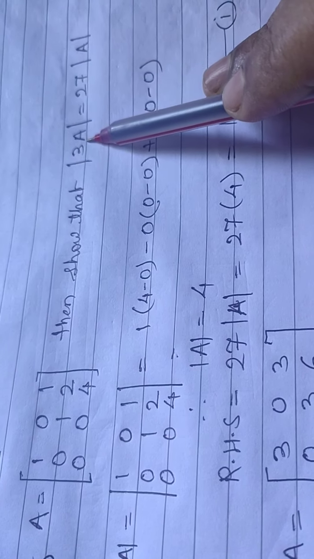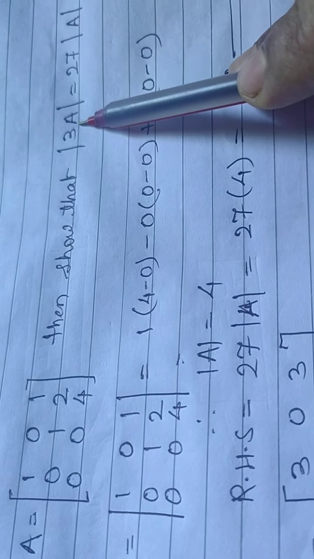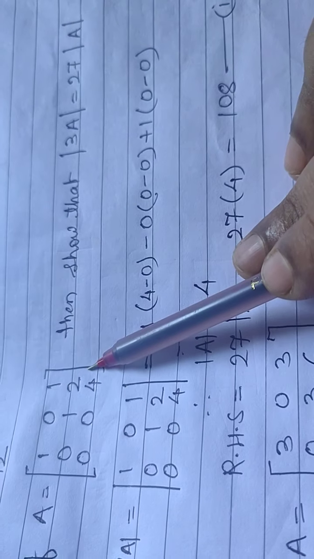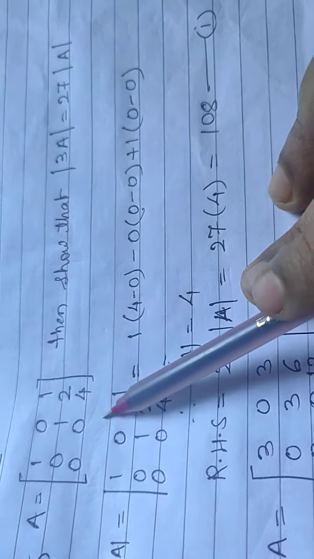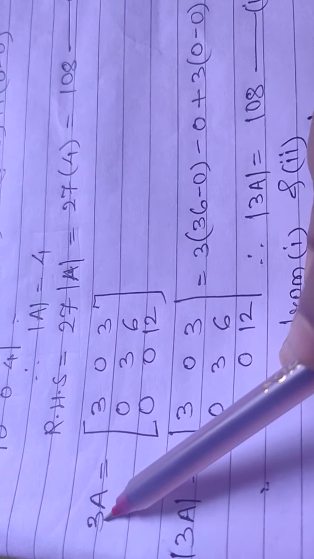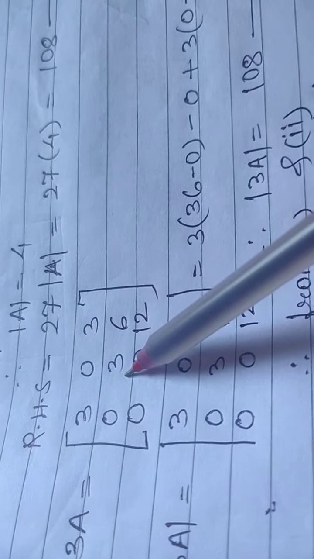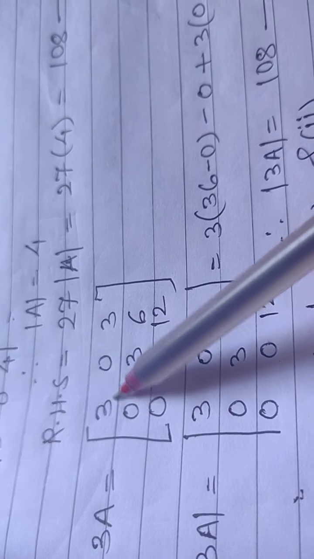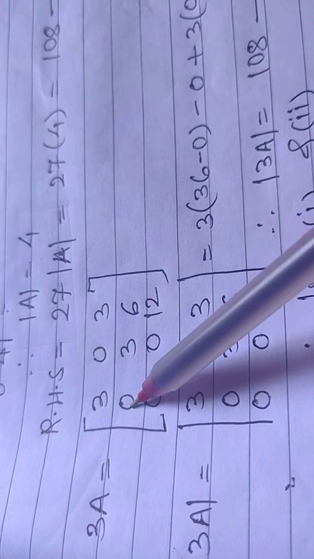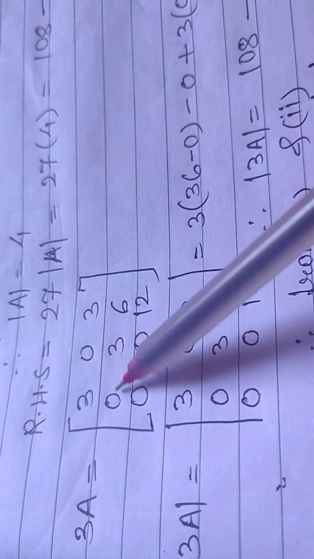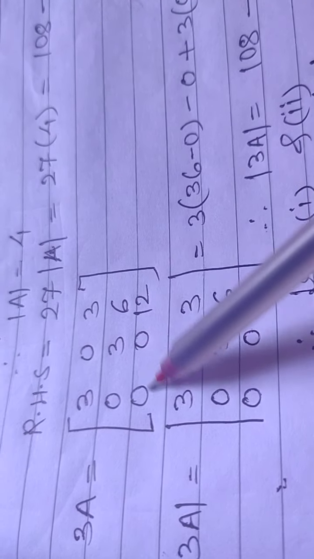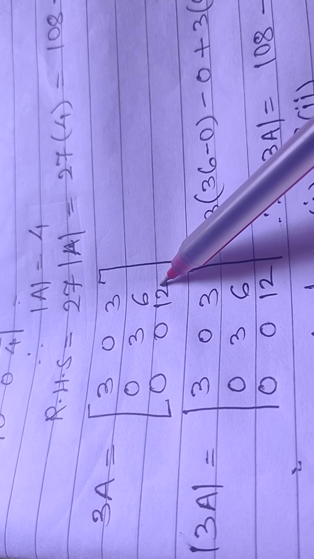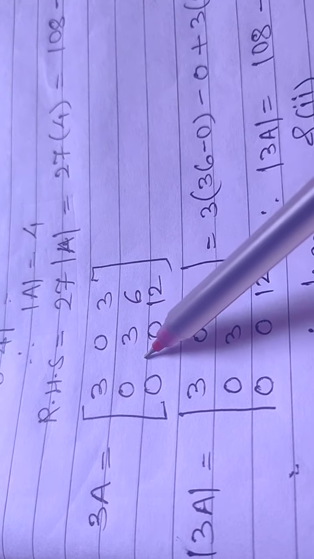Now for the left hand side calculation, this is a determinant of 3 into matrix A. So this is matrix A. Multiply the elements of this matrix A by 3. So okay, so 3 into A. Multiply each element by 3. I have written this multiplication here. The elements of this matrix 3A are 3, 0, 3 in the first row, then 0, 3, 6 in the second row, 0, 0, 12 in the third row. So multiply each element of matrix A by 3.